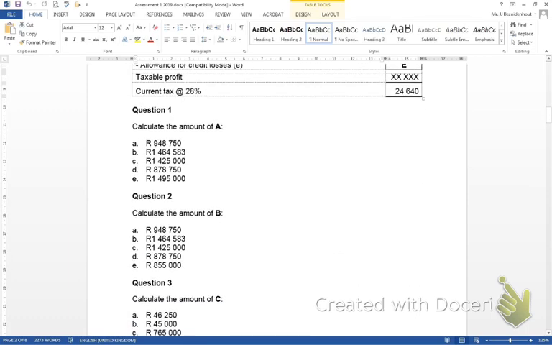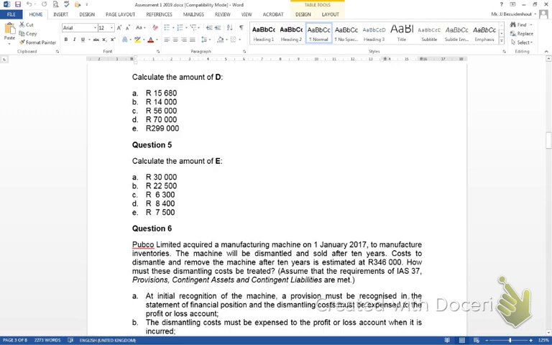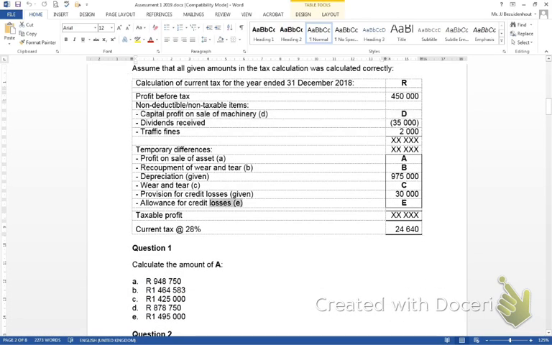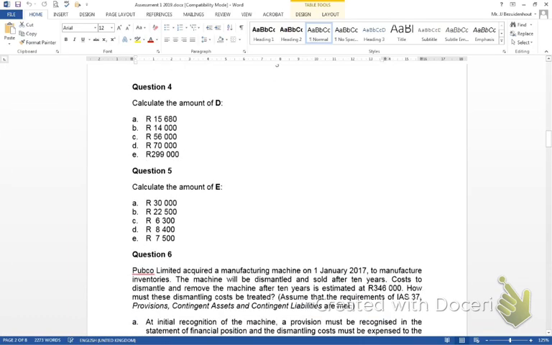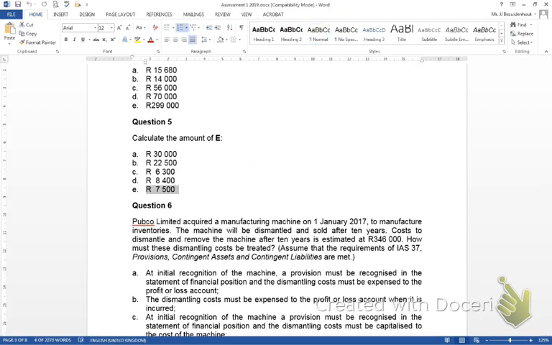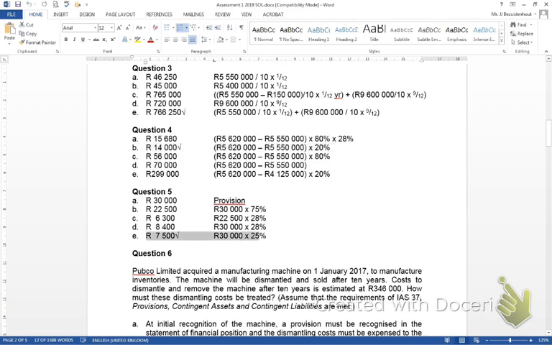And then finally, question number 5 was amount E, which was your allowance on credit losses. Now this one was straightforward. Your allowance on credit losses, as the question stated, is 25% on the 30,000. Now 25% of 30,000 is, there's your answer, 7,500. And if you want to just confirm that, there's the calculation. Right, thank you.